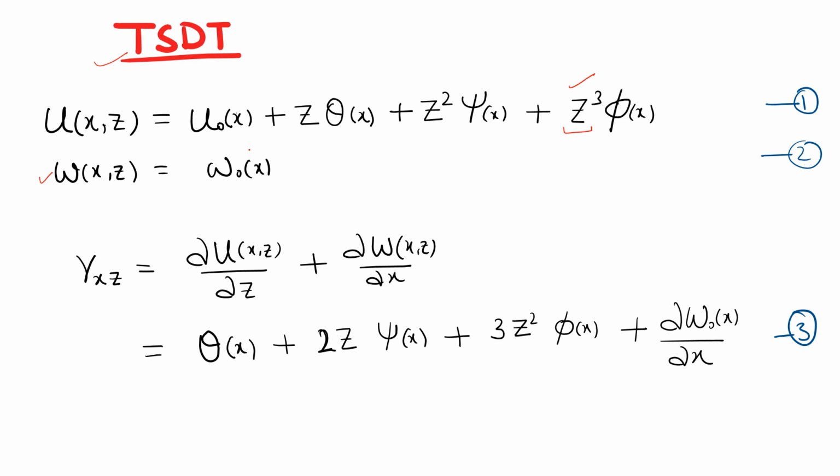Now if we write the shear strain, gamma xz equals del u of x z by del z plus del w by del x. If we differentiate with respect to z, the first term is 0 and only theta of x remains. So theta of x plus the derivative of z square, which is 2z times psi x, plus the derivative of z cube, which is 3z square phi x, plus the derivative of w. We know that this is nothing but w naught of x, so it is del w naught by del x. So we have this shearing strain.